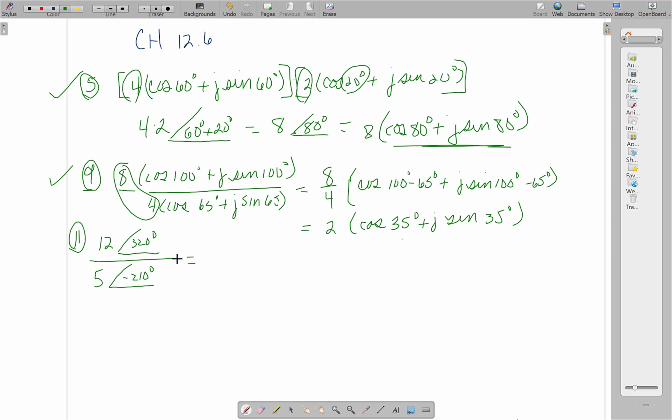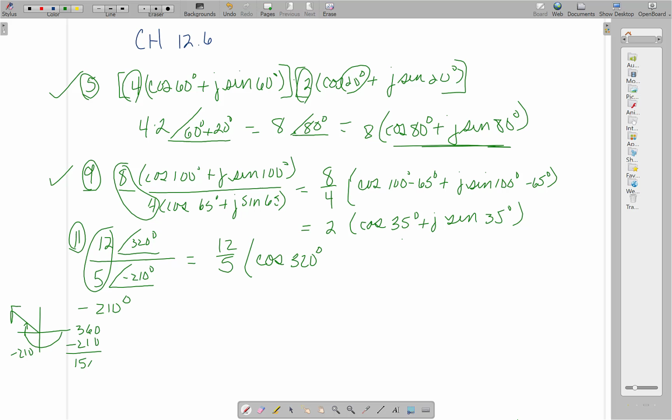This one's a little bit different. So we take our 12/5 and divide it. And then in parentheses, we're going to have the cosine of 320 degrees. Now, what are we going to subtract? Well, we have this negative 210 degrees. If we started here and went around, this would be 180, so it's going to be somewhere in here. To figure out what it actually is, we could subtract it from 360. So 360 minus 210 would give us 150 degrees. So this is another way of writing negative 210 degrees. You want to put it in positive form before you work it out in this problem.